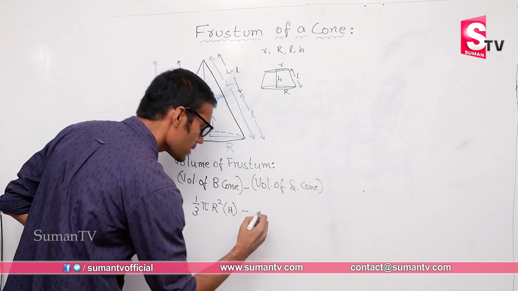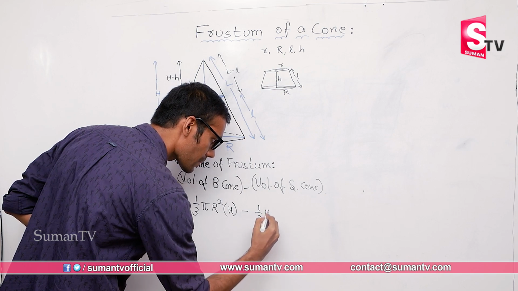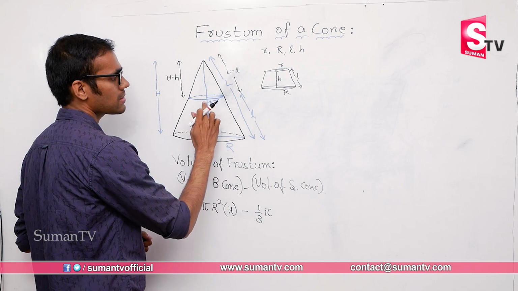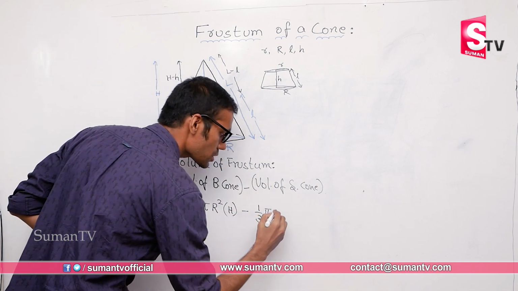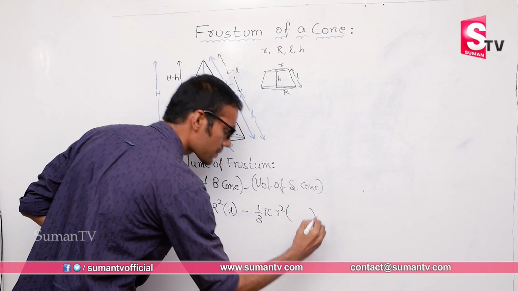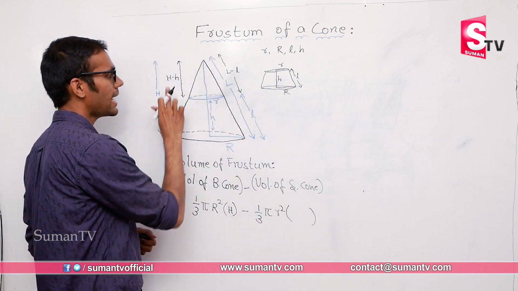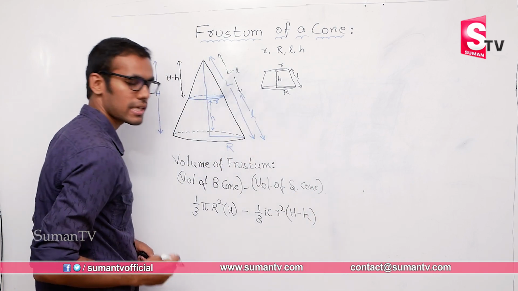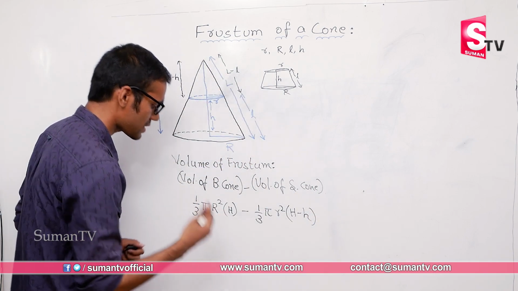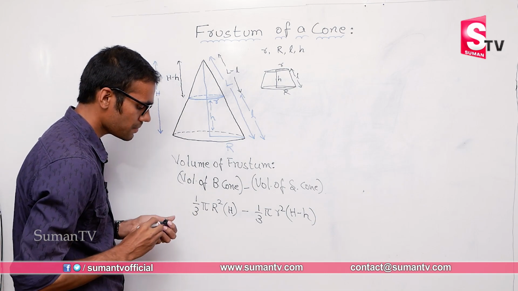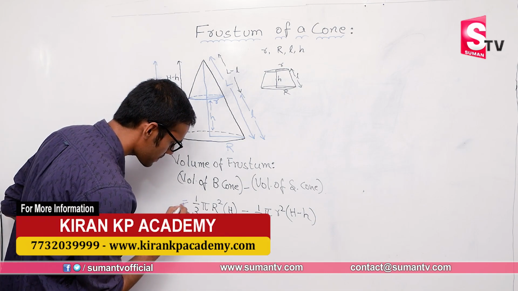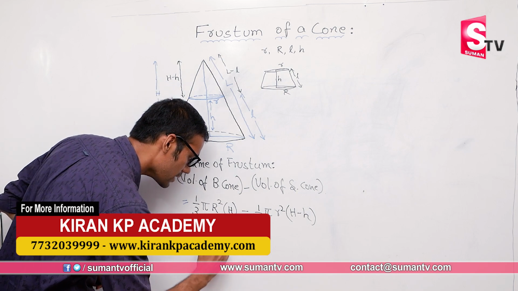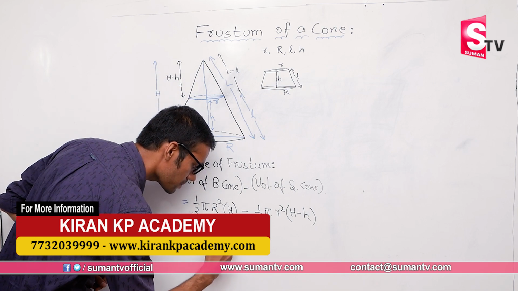This is important now. So minus 1 by 3 pi into radius of the base. The base radius is small r. So small r square into what is the height of the smaller cone? Height is capital H minus small h. So I'll write it as capital H minus small h. Now we will try to simplify these terms. So 1 by 3 pi can be taken common. I'll take 1 by 3 pi common. And I'll have capital R square h.